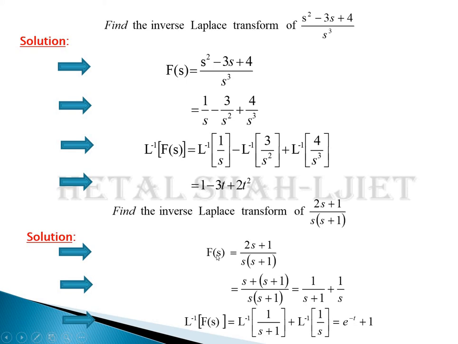Okay, so f of s equal to 2s plus 1 upon s into s plus 1, we get in the new format 1 upon s plus 1 plus 1 by s. By applying Laplace inverse on both the sides, we get the answer e raised to minus t plus 1.